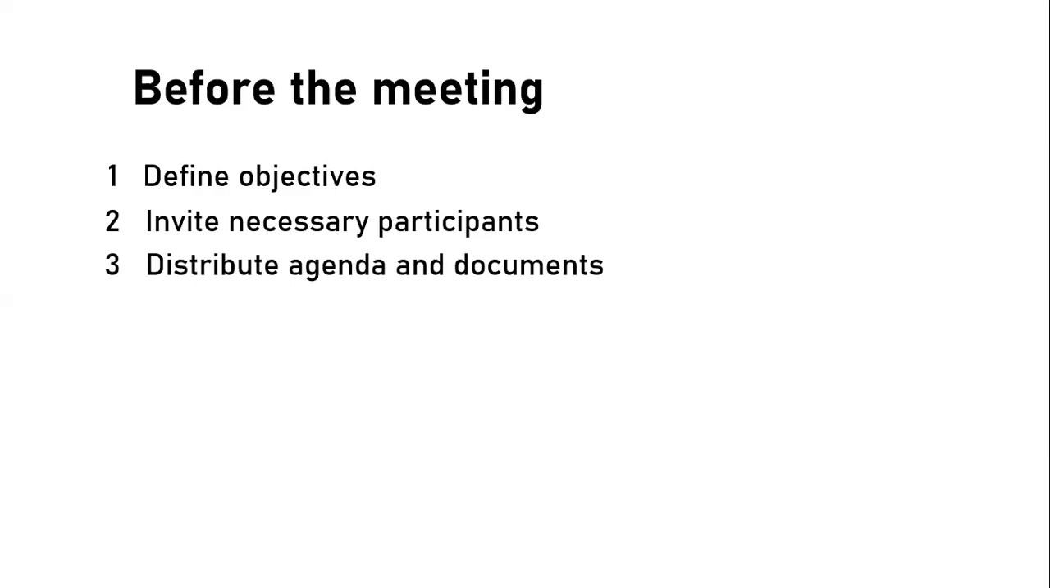Number three is distributing the agenda and documents. Now, most of the time we have seen the agenda has not been distributed in advance. So when you go to the meeting, only then you see the agenda. Even after you are sitting, you get the agenda into your hand. So the agenda is distributed at the time of starting the meeting. This is not good.